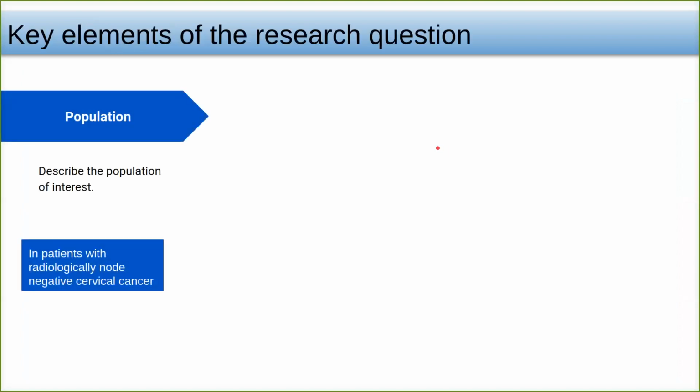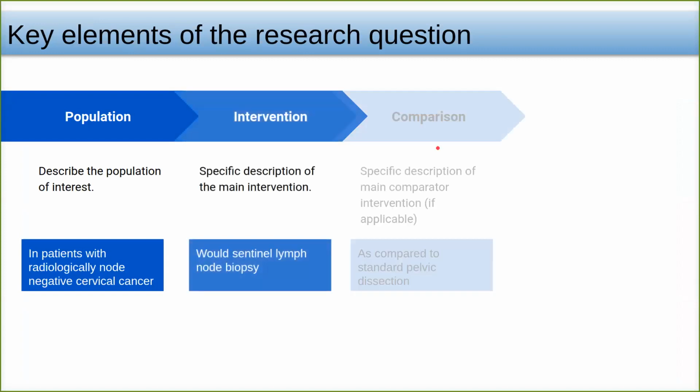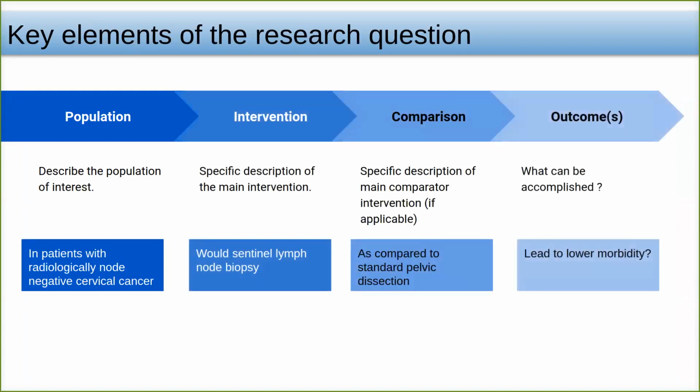Now, the key elements of the research question are population, intervention, comparison, and outcome. All of these should be present in the research question for you to make an understanding of the research protocol that has been followed. And if the paper does not have a clearly defined research question which has all of these four elements, you can understand that most of the time the research paper is not worth your time.